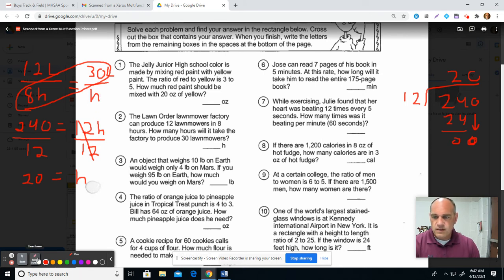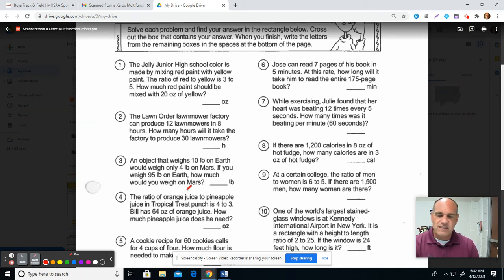All right, so hopefully this makes sense. We just always have to set up this proportion, and proportion is just made by two ratios. All right, let's do one more. An object that weighs 10 pounds on Earth would weigh only 4 pounds on Mars. If you weigh 95 pounds on Earth, how much would you weigh on Mars?